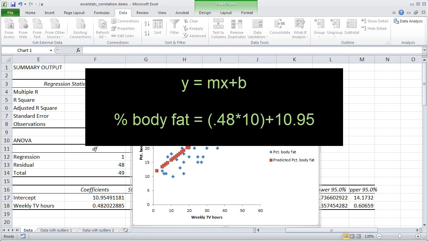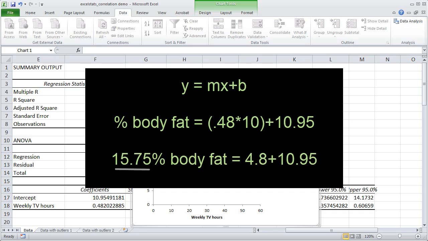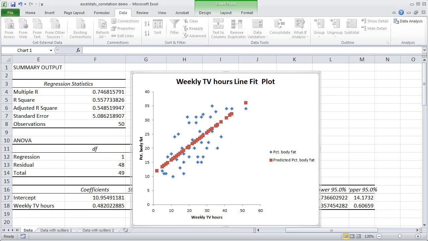So to figure out the value on y, percentage of body fat, you take the slope, 0.48, multiply it by the x value, in this case 10, and add to it the intercept, 10.95. And you wind up with this particular person's predicted percentage of body fat. Now that doesn't mean that's the exact percentage of body fat that person will have, but it is the best guess, the best estimate of that person's percentage of body fat based on what we know about the overall relationship between time spent watching television and percentage of body fat.